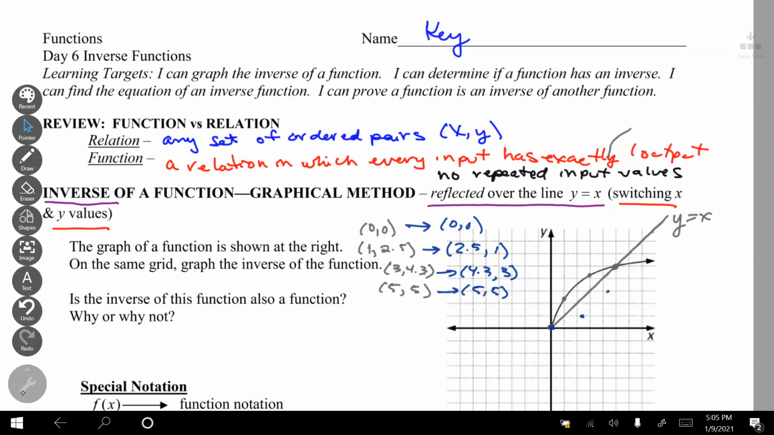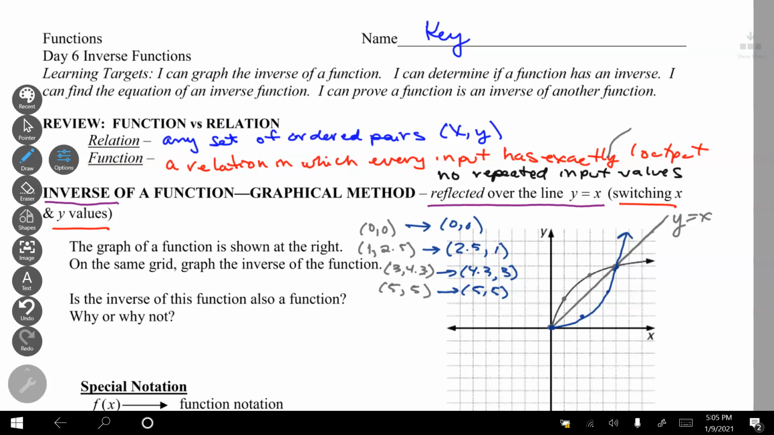So 2.5, 1, 4.3, 3, and find this point here, and if I draw the graph, you can kind of see that that blue graph is a good reflection of that original black graph over the diagonal line y equals x.